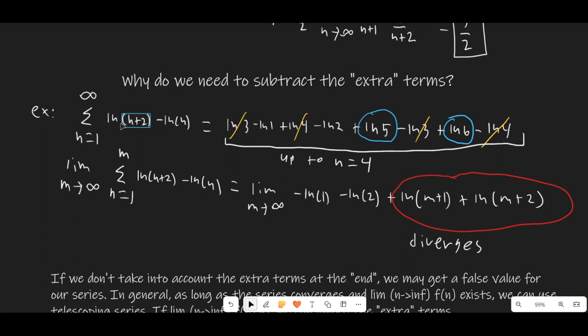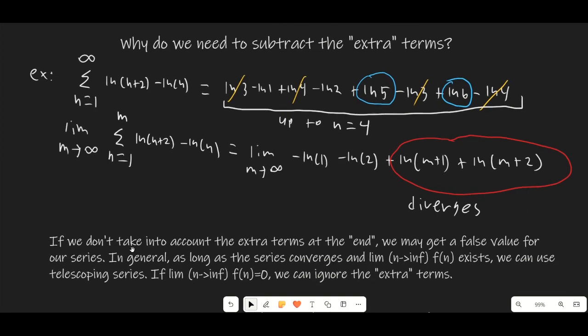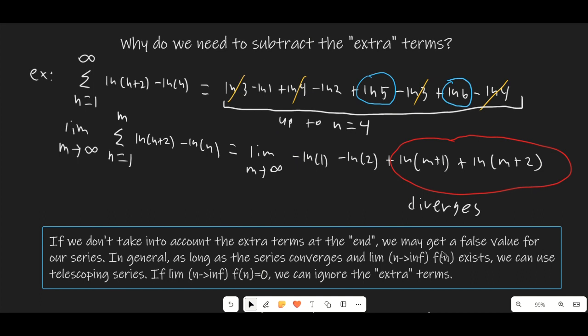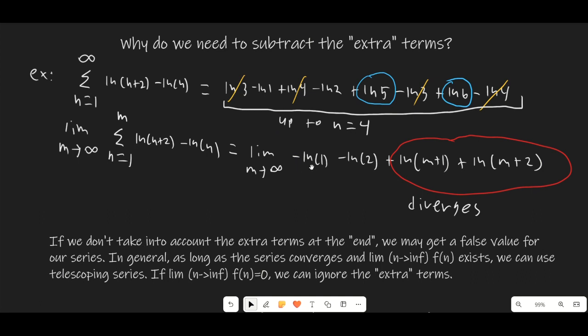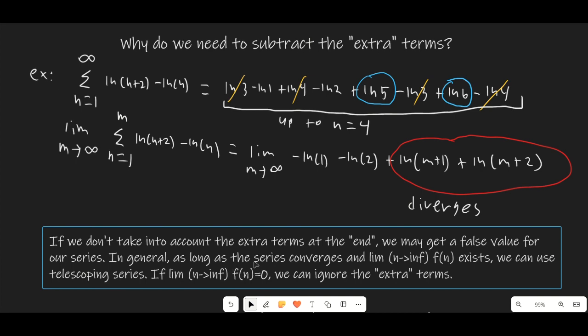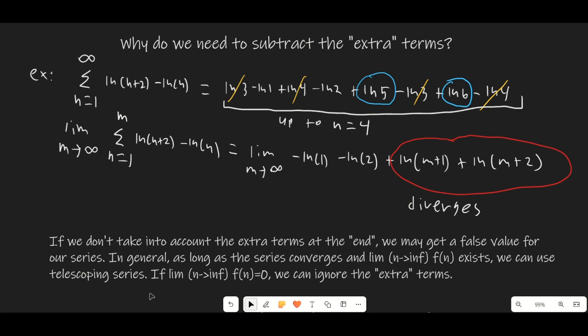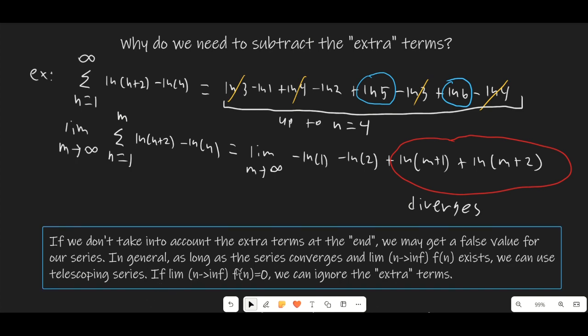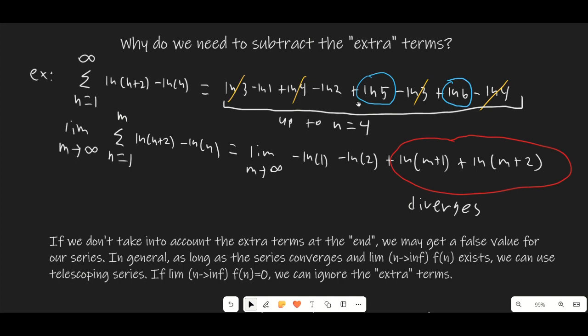Because even though, if we take the limit as n goes to infinity of ln(n+2) minus ln(n), we'd find that it would just be equal to 0, this summation here actually doesn't converge because of these extra leftover terms at the end. So if we don't take into account the extra terms at the quote-unquote end, we may get a false value for our series. For example, in this series, we might find that it was equal to negative ln2 when really it diverged. However, in general, as long as the series converges and the limit as n goes to infinity of f(n) exists, we can use telescoping series. And if the limit as n goes to infinity of f(n) equals 0, we can ignore those extra terms. However, it's always good to keep in mind that they're going to be there and do the limit anyway.